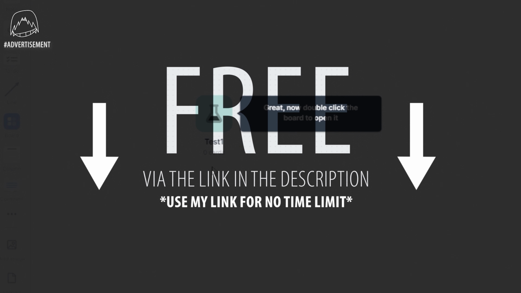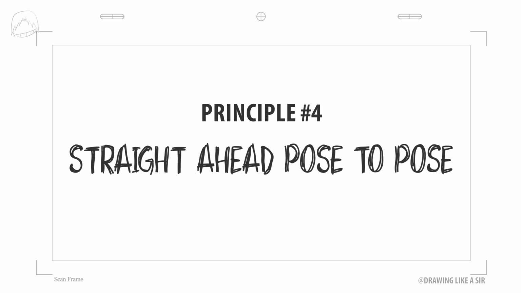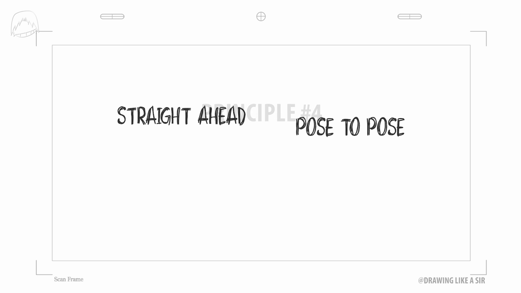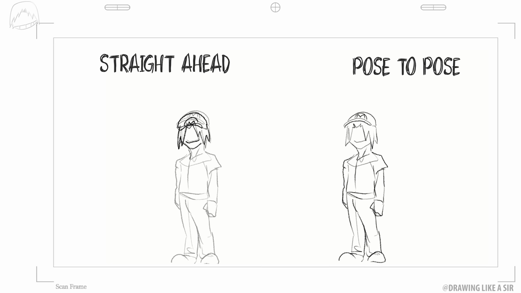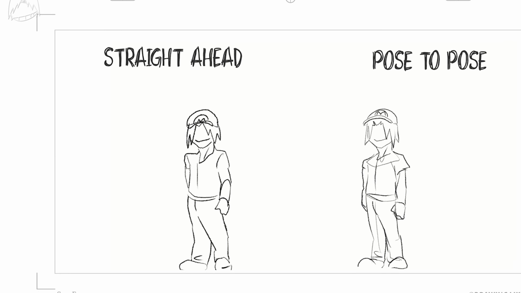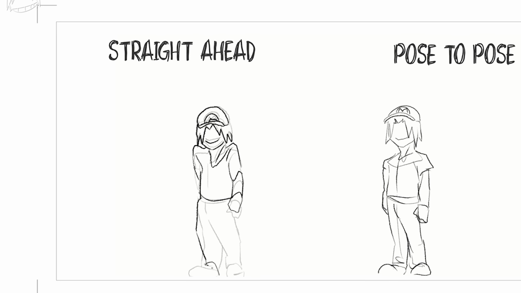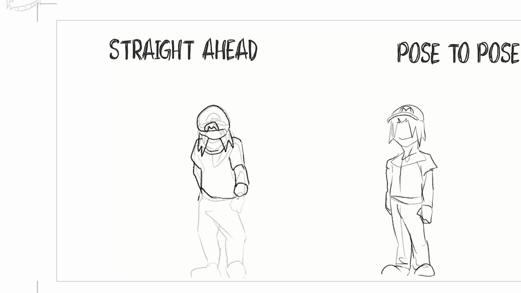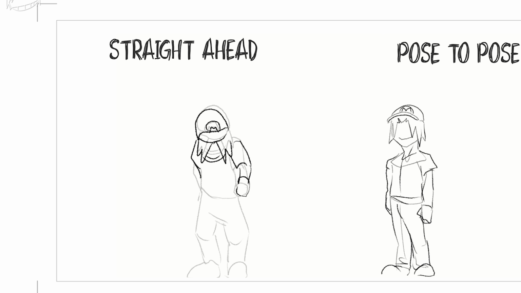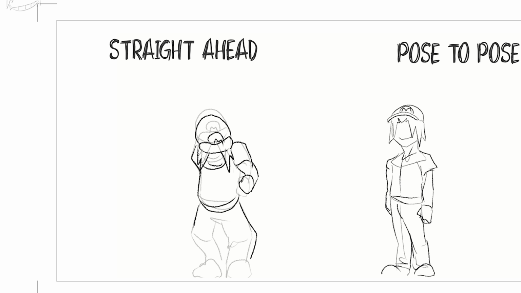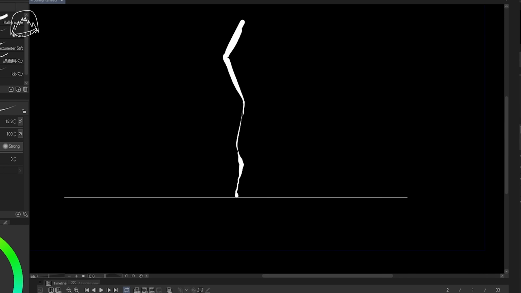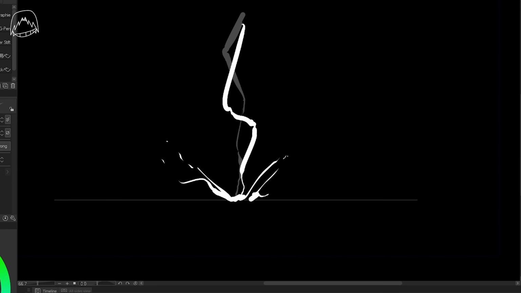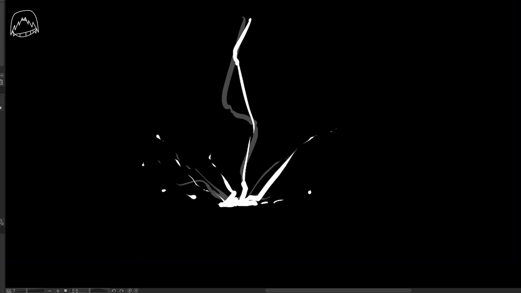And now let's get back to the next step, which is straight ahead versus pose to pose. Straight ahead and pose to pose are two ways to animate. With the first one, you animate, well, straight ahead. You just draw one image after the other, and so on and so on. But most of the time, you don't want to animate like this, because you're basically drawing a copy of a copy of a copy of a copy, and then your animation looks like it melted halfway through.